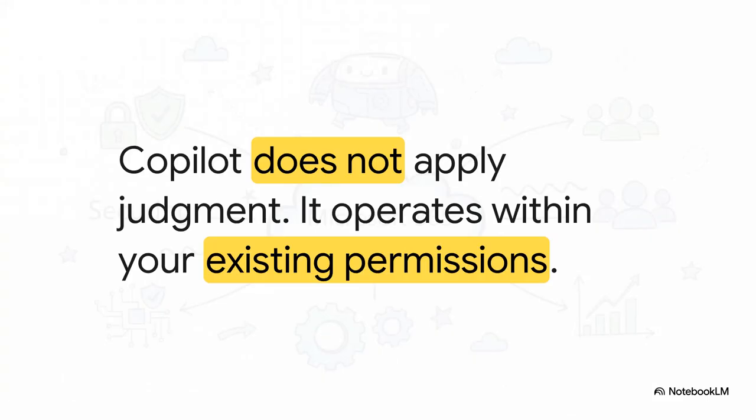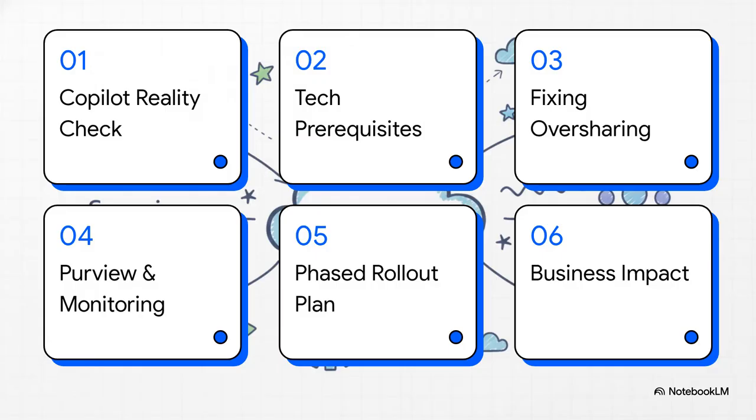Now listen to this closely because it's absolutely crucial. Copilot does not apply judgment. It operates within your existing permissions. When AI is involved, unintentional data access is exactly as dangerous as intentional access. If a user can technically view a document, Copilot can summarize it, interpret it, and pull it right into a chat. The AI simply doesn't know the difference between content you should see and content you just accidentally have access to.